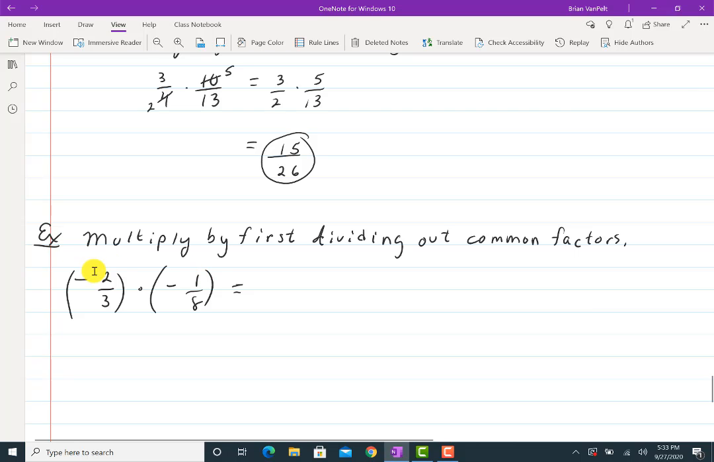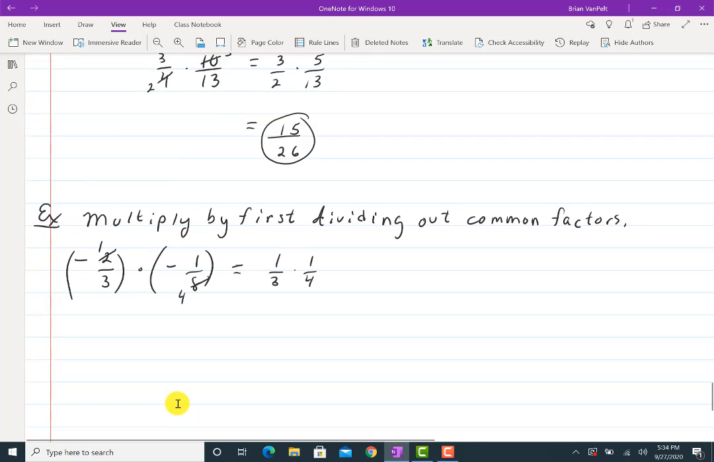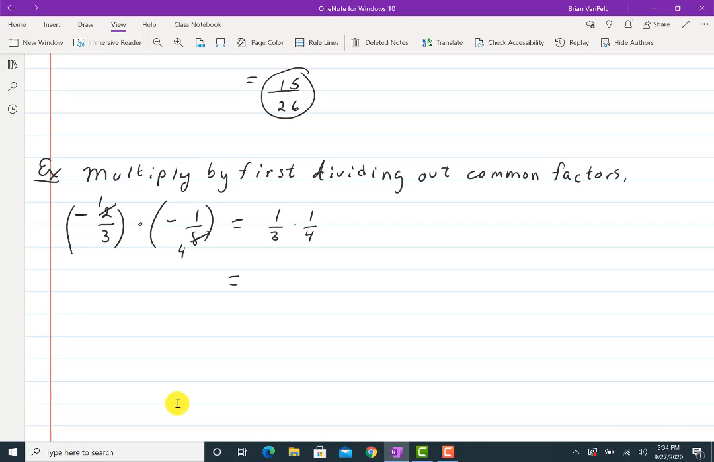But the 2, let me take a look at the 2. 2 doesn't go into 3, but 2 does go into 8. If I cancel the 2 with the 8, I'll be left with the 1 in the 2 spot, but a 4 where I canceled the 8. And so I have 1/3 times 1/4. The negatives, as I mentioned, when a negative times a negative is positive, so they took care of themselves anyways. And so I'm left with 1/12. 1 times 1 is 1. 3 times 4 is 12.